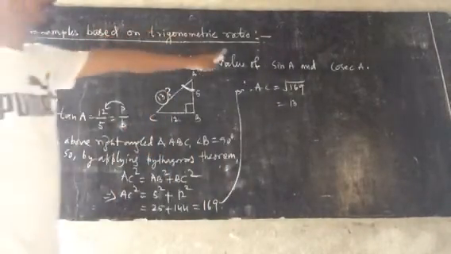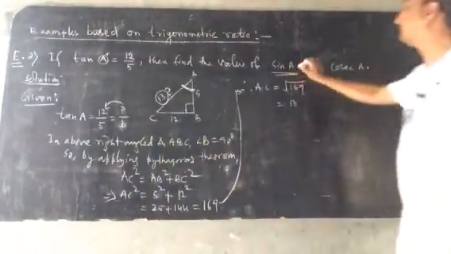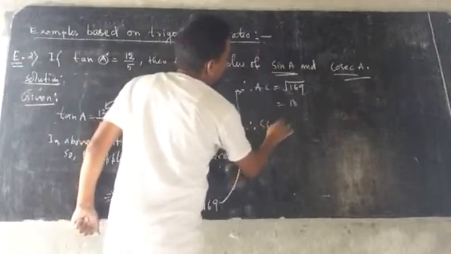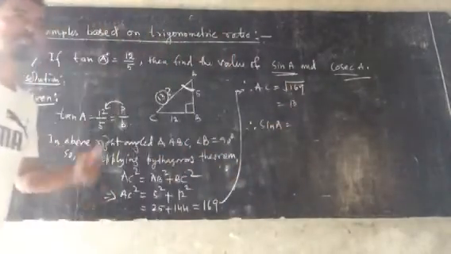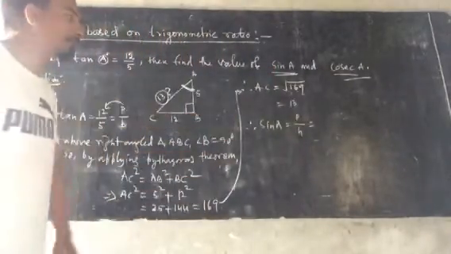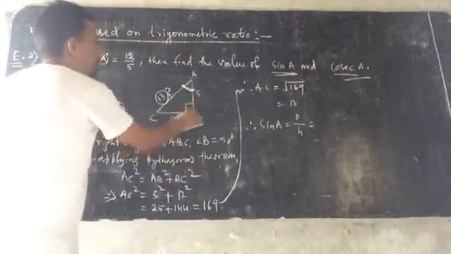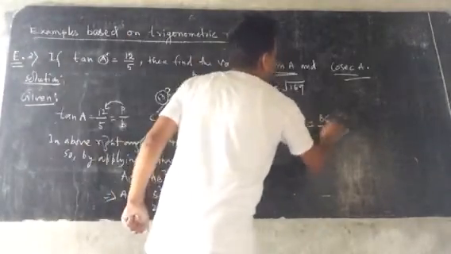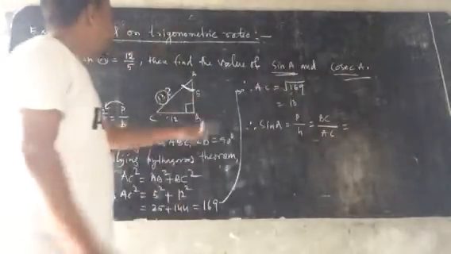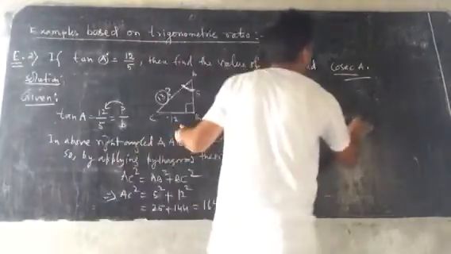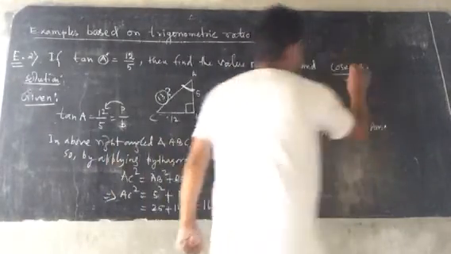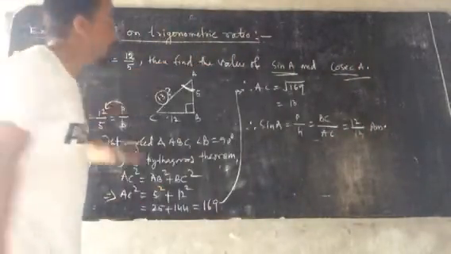Now whatever question is asked, you are asked to find sine A and cosec A. Very simply you can find sine A. The formula of sine A is P by H. For angle A, which side is P? BC. Which side is H? AC. The value of BC is 12 and AC is 13, so that is the answer.